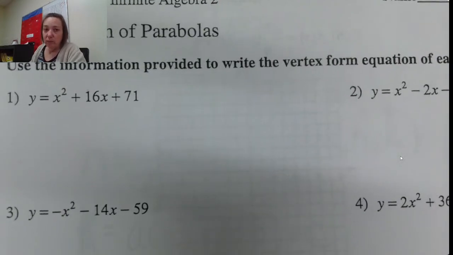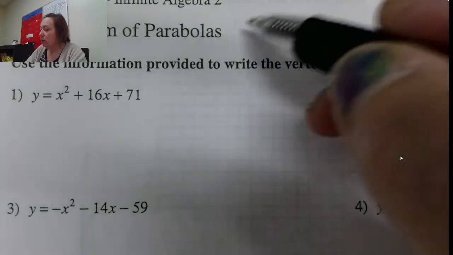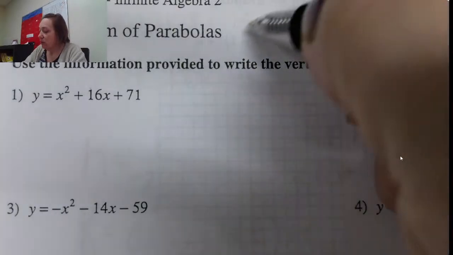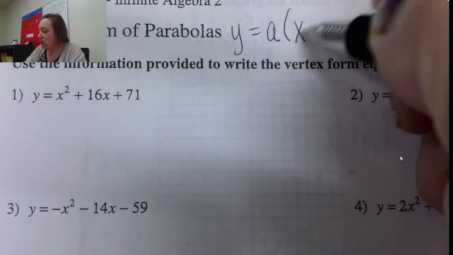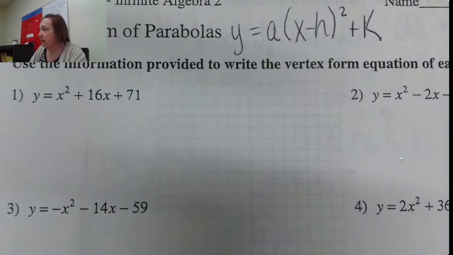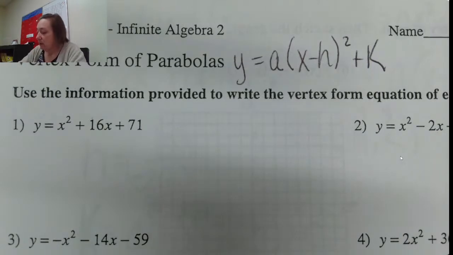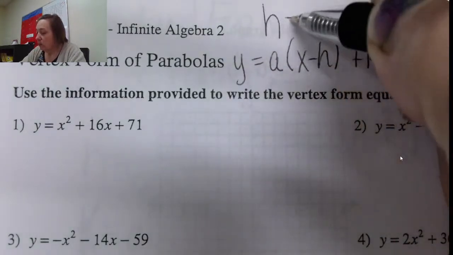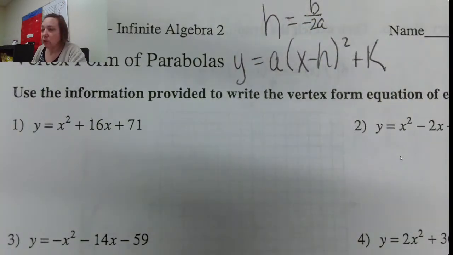Okay, so real quickly, I'm going to write and I would suggest you do this too. Write your vertex form up here, okay? So vertex form is y equals a parenthesis x minus h squared plus k, where h and k are your vertex. Now, this is probably another good thing for you to write up there. h equals negative b divided by 2a. So write that up there.